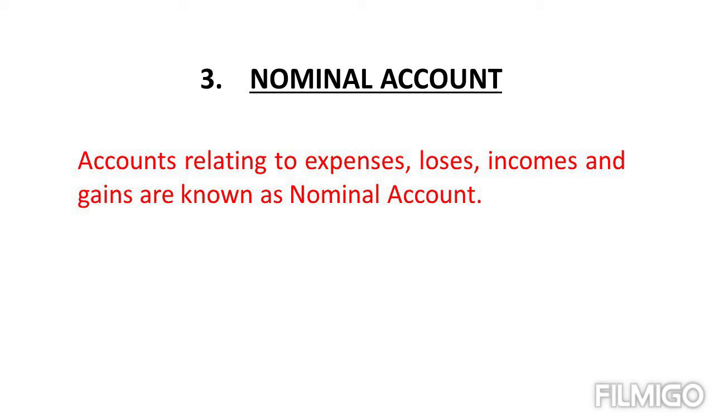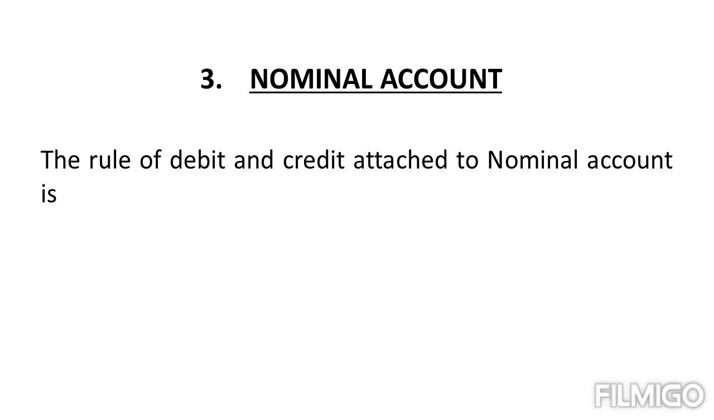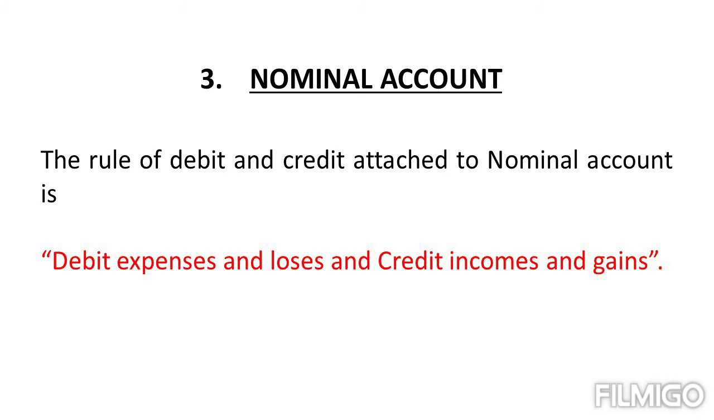Accounts relating to expenses, losses, incomes and gains are known as nominal account. Examples of nominal account are wages account, rent account, salary account, interest account, etc. The rules of debit and credit attached to nominal account is debit expenses and losses and credit incomes and gains.